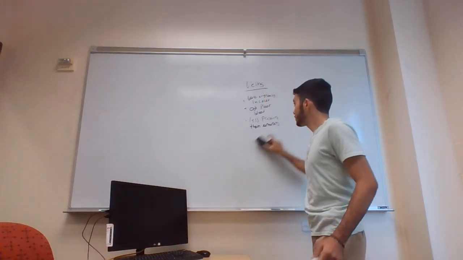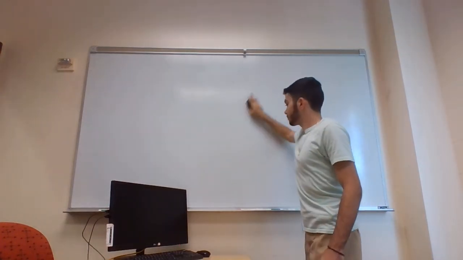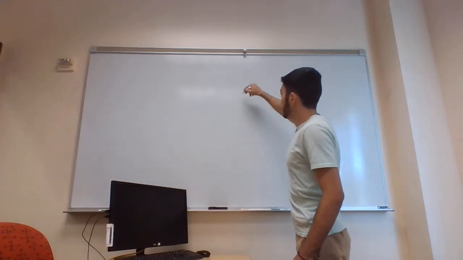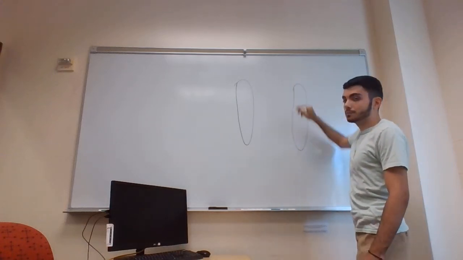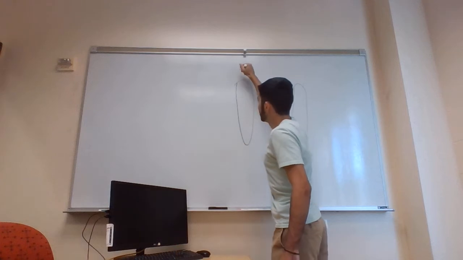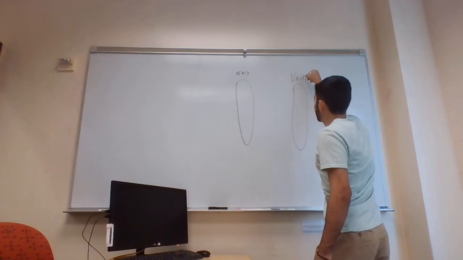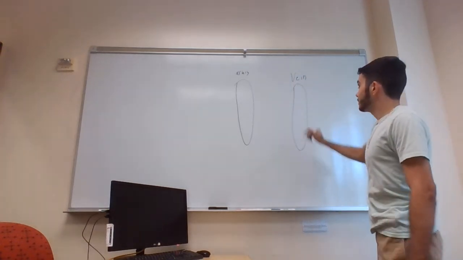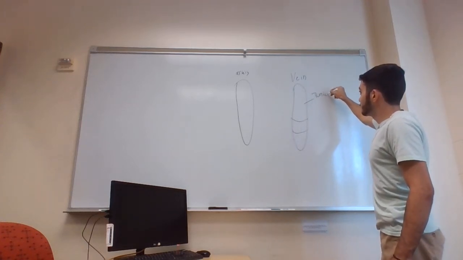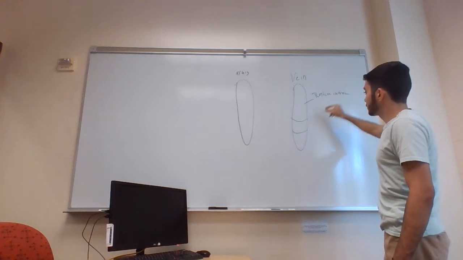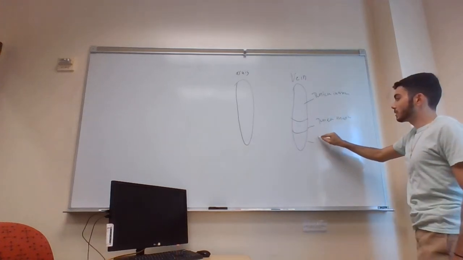Alright, now let's take a look at the structures of an artery and a vein. So, you have your artery, you have your vein. So, artery, vein. So your vein is going to have 3 layers. Tunica interna, tunica media, and then your tunica externa.